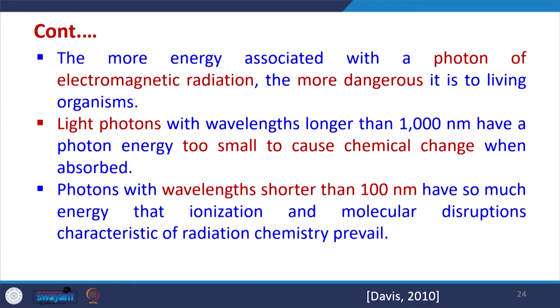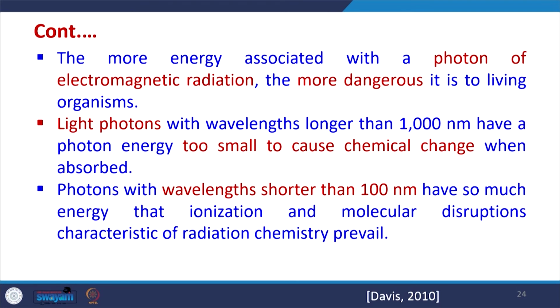Now, the more energy is associated with a photon of electromagnetic radiation, the more dangerous it is to living beings. So, if the energy is high, it will destroy everything, but it is dangerous to living organisms. Light photons with a wavelength longer than 1000 nanometers have photon energy which is too small to cause any chemical change when absorbed.